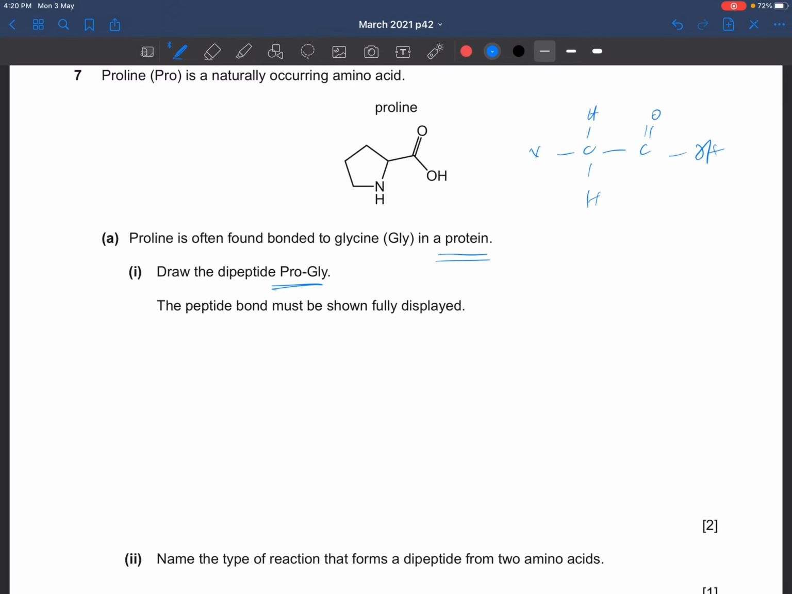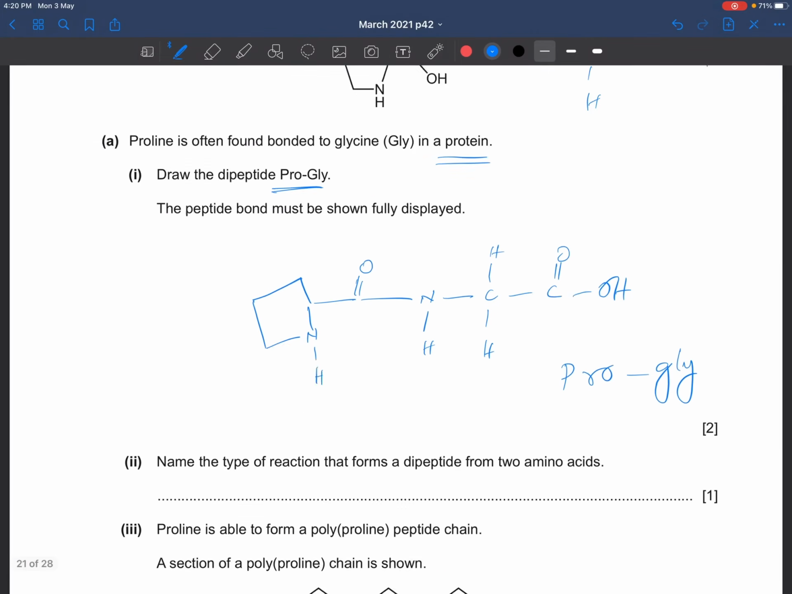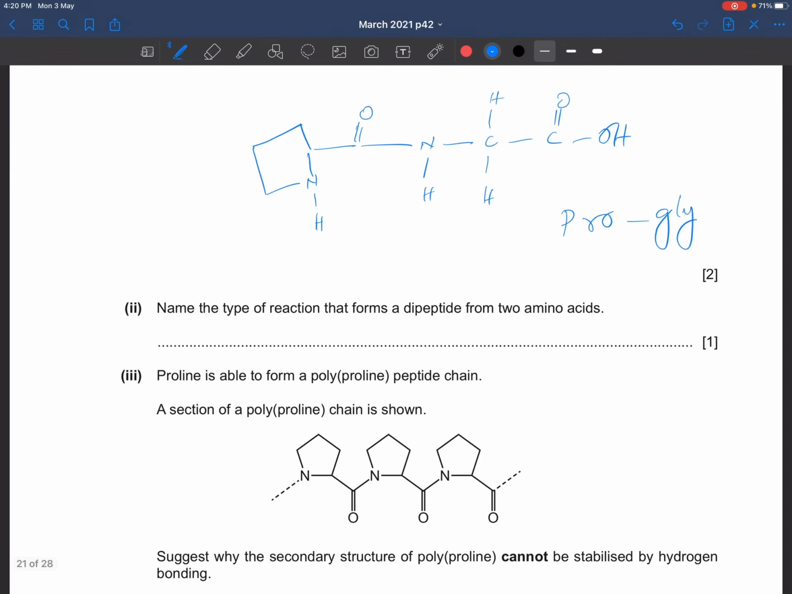So this becomes double bond O, N, H, C, H, H, C, double bond O, OH, and the ring remains same. NH. So this is pro-gly. Alright, next one is name the type of reaction that forms a dipeptide from two amino acids. That is condensation reaction.